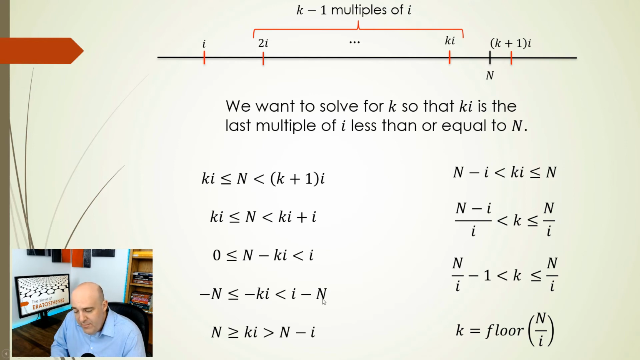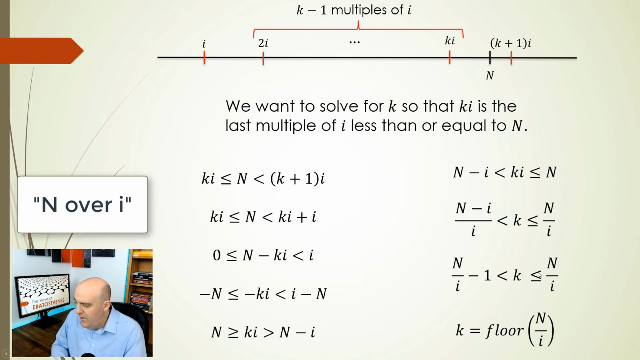Now let's multiply everything by negative 1. So all of those get hit by negative 1. i minus n times negative 1 is n minus i, right? And notice when you multiply by a negative, these inequality signs have to flip. Now to go from here to here, I've just flipped everything over. I just put the n minus i on this side and the n on this side, and the inequality signs will flip as well. Then I divided everything by i. And notice here, i divided by i is 1. So here we get a nice form: n over i minus 1 is less than k, which is less than or equal to n over i.